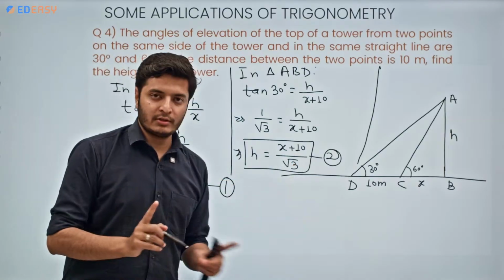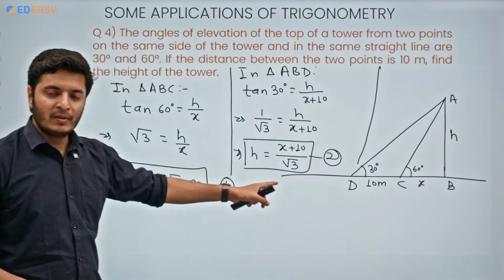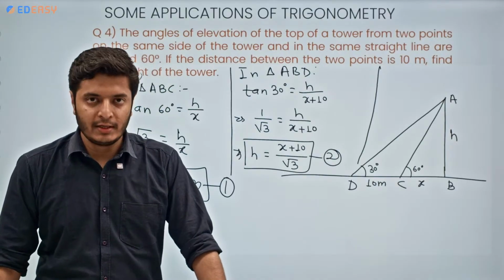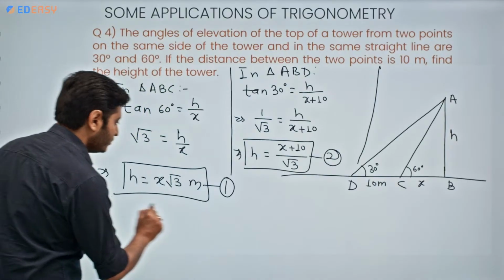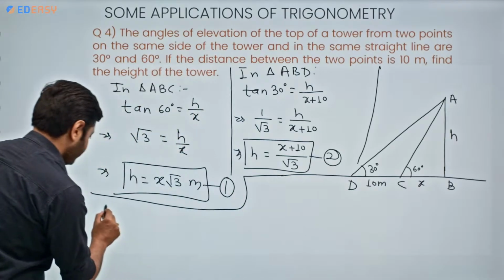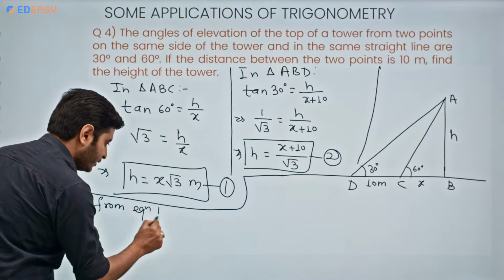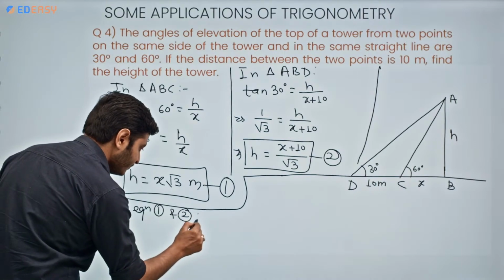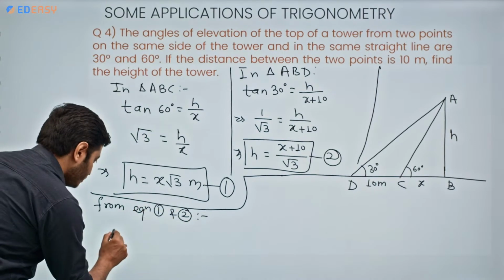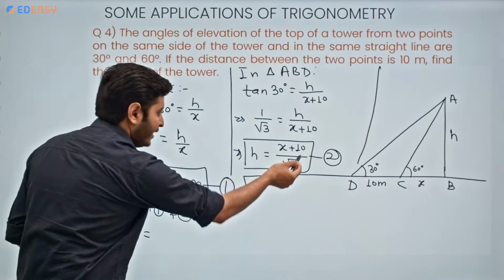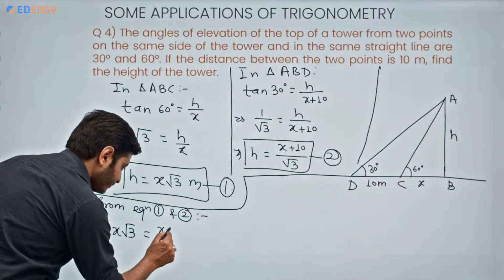Now we have two equations in terms of h. So both are values of h only, so we can equate them. You will write like this. From equation 1 and 2, x root 3 is equal to (x plus 10) by root 3.